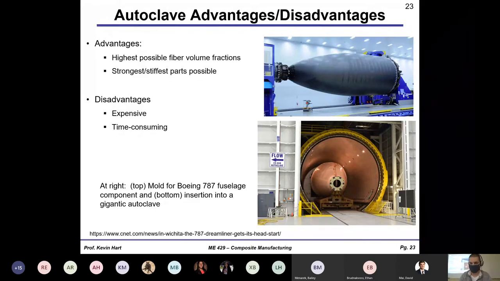All right. Therefore, the autoclave is like the best manufacturing method. However, it is by far the most expensive manufacturing method. It can also be very time consuming because you have to pressurize this big pressure cooker, which takes some time. You have to monitor the process, usually with an autoclave operator, during the entire process. Some of these cure cycles can be, you know, 24 hours. So you've got multiple operators that might have to monitor this process. Those are the big disadvantages of autoclaving.